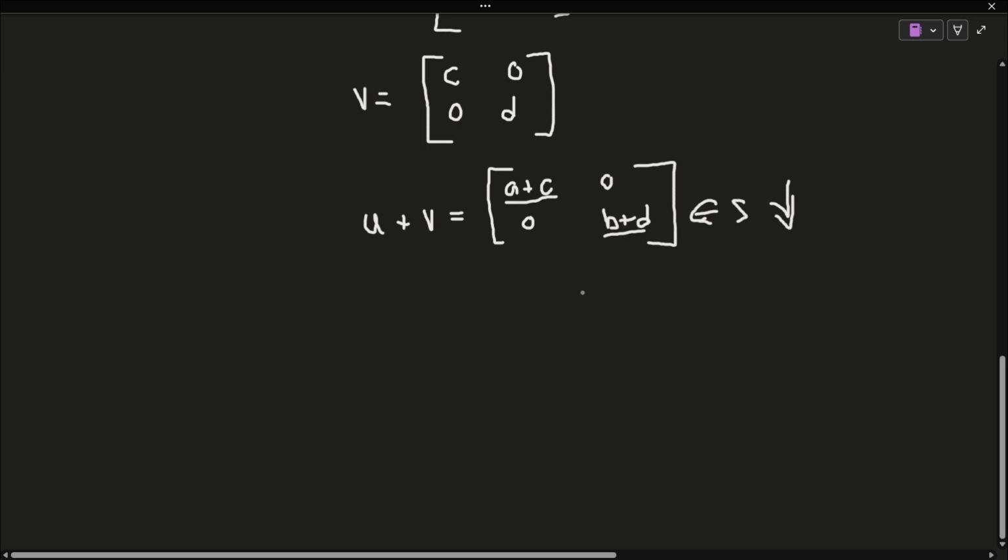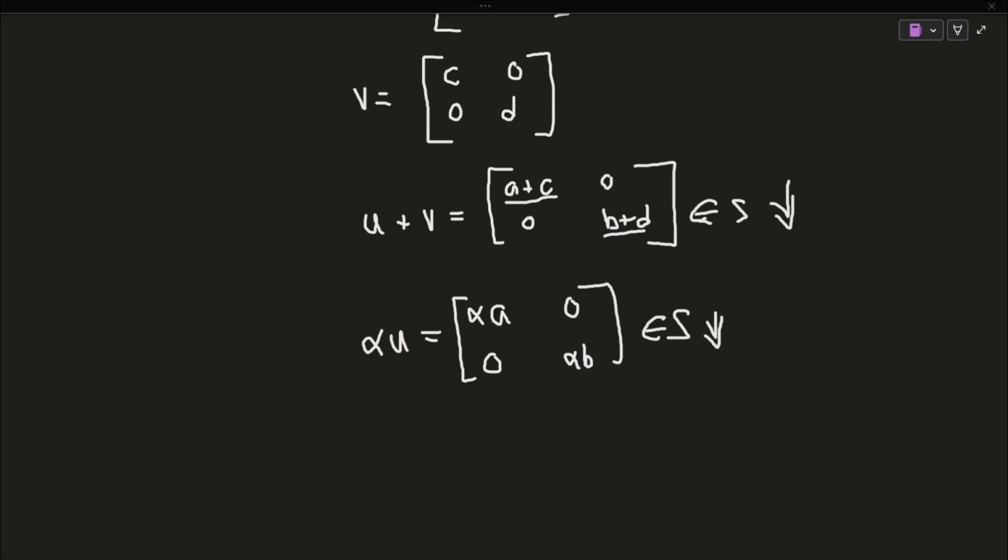the addition closure property. And then we need to do scalar. So if we have a scalar times our U, so scalar alpha, then we're going to get alpha A, 0 in both of these, because scalar times 0 is going to be equal to 0. And then alpha B. And so once again, these two spots can be anything. So this would also belong to S. Okay?